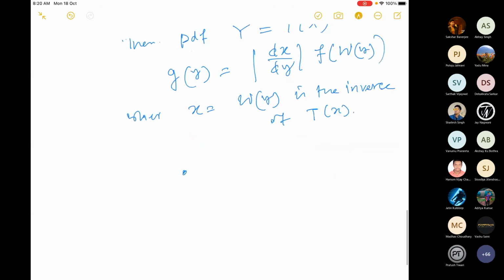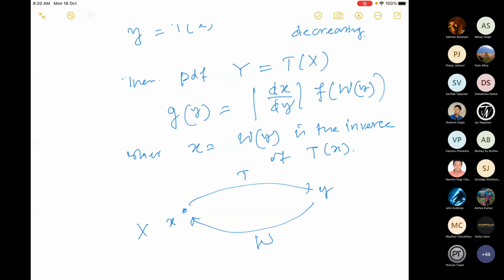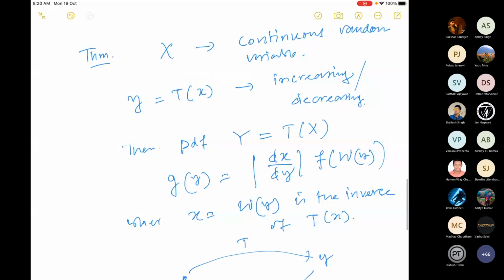So what is happening here? You have some x, that x can take some values here, small x, let's say. Then you can have t, which can give you the value of y, and this is the function which will map it to this, which is w. So inverse has to exist. So this is how we have defined. We have proved this theorem that if I have a continuous random variable capital X, and I have, let's say, an increasing or decreasing function t, then we can compute the PDF of this function y using this formula.